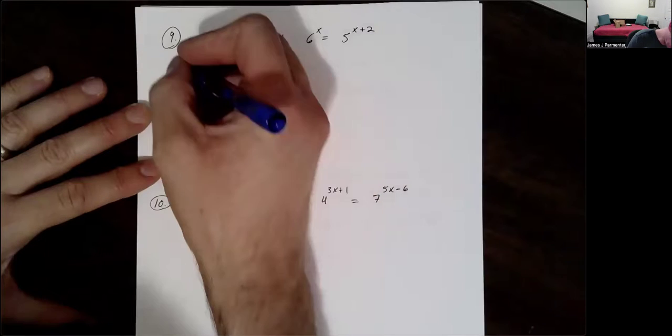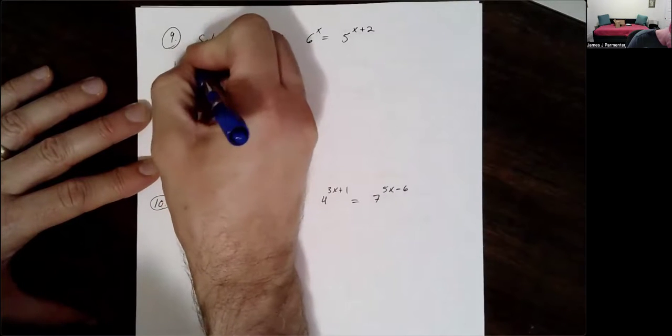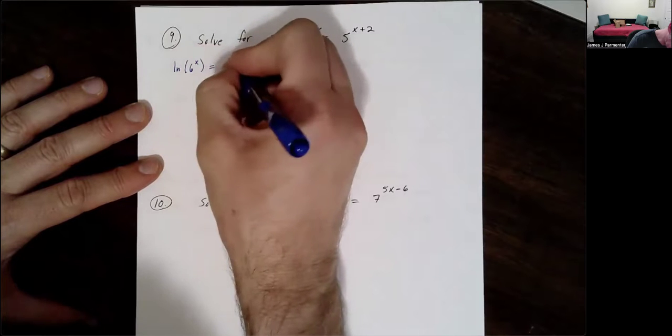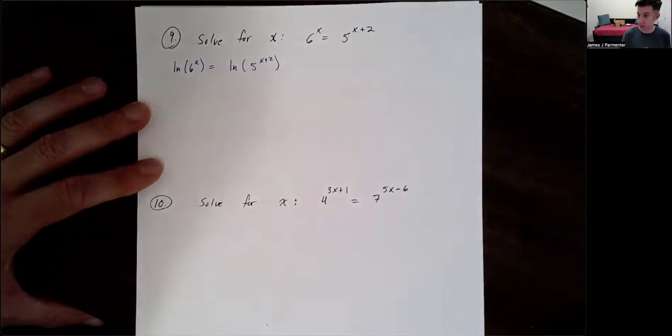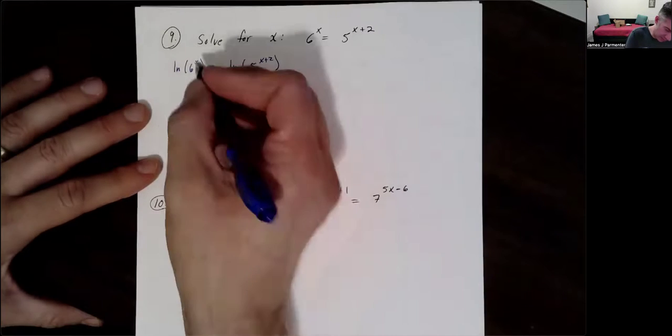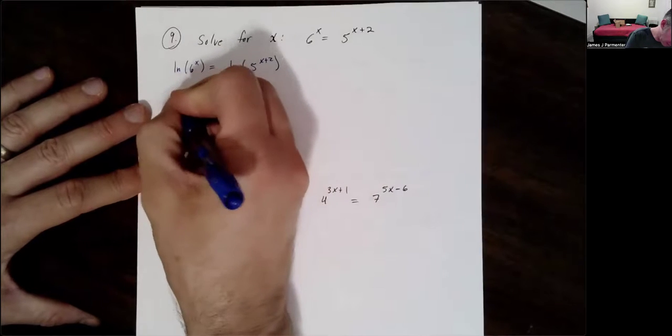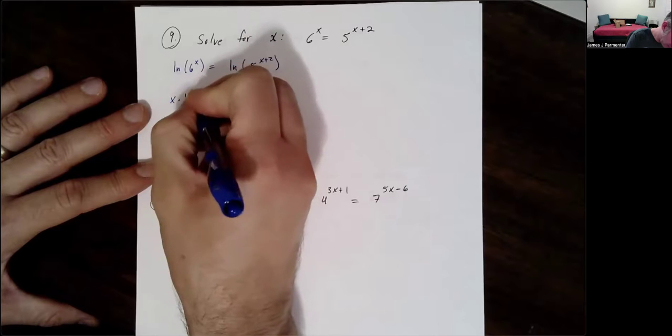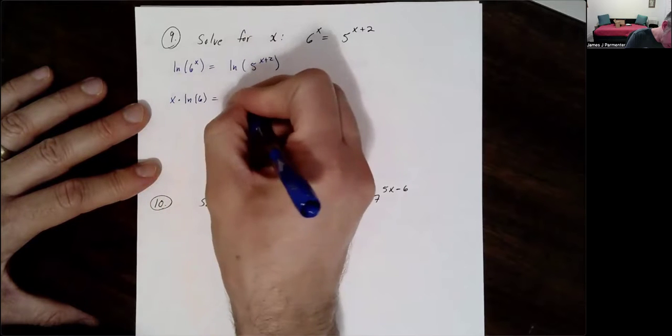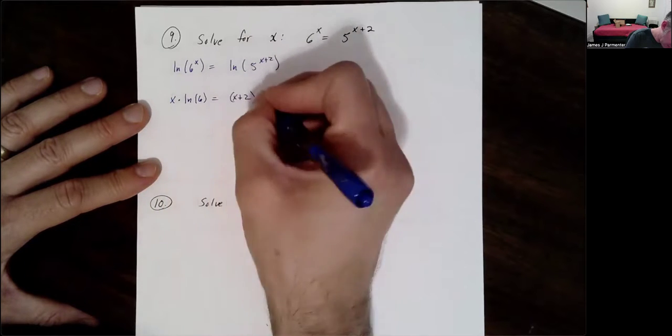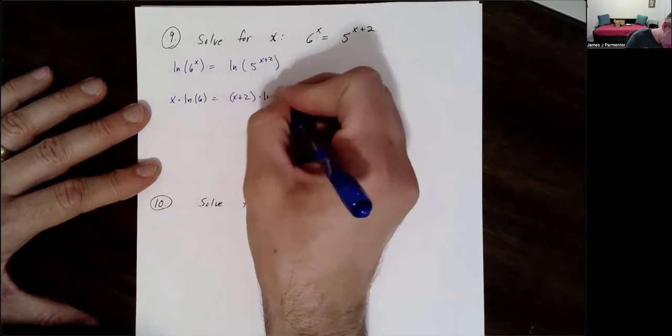So I'm going to say that the natural log of 6 to the x is equal to the natural log of 5 to the x plus 2. Then we're going to use the power rule for logarithms. So we're going to bring down the x in front of the natural log of 6. So we have x times natural log of 6 equal to x plus 2, and I'm going to put parentheses around that, times natural log of 5.